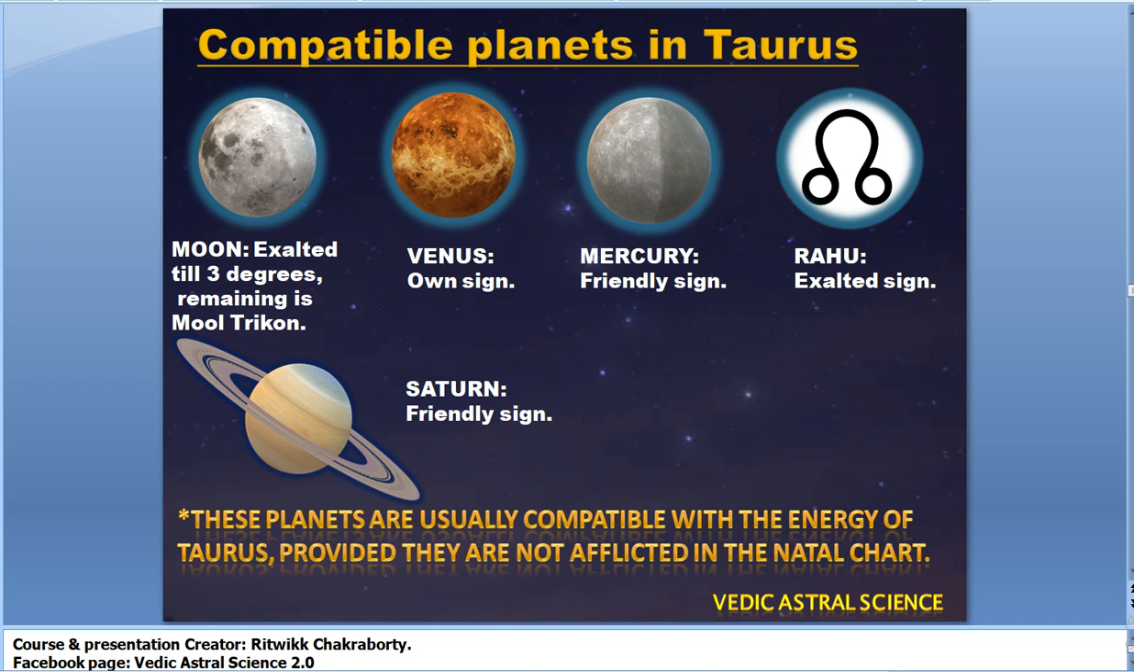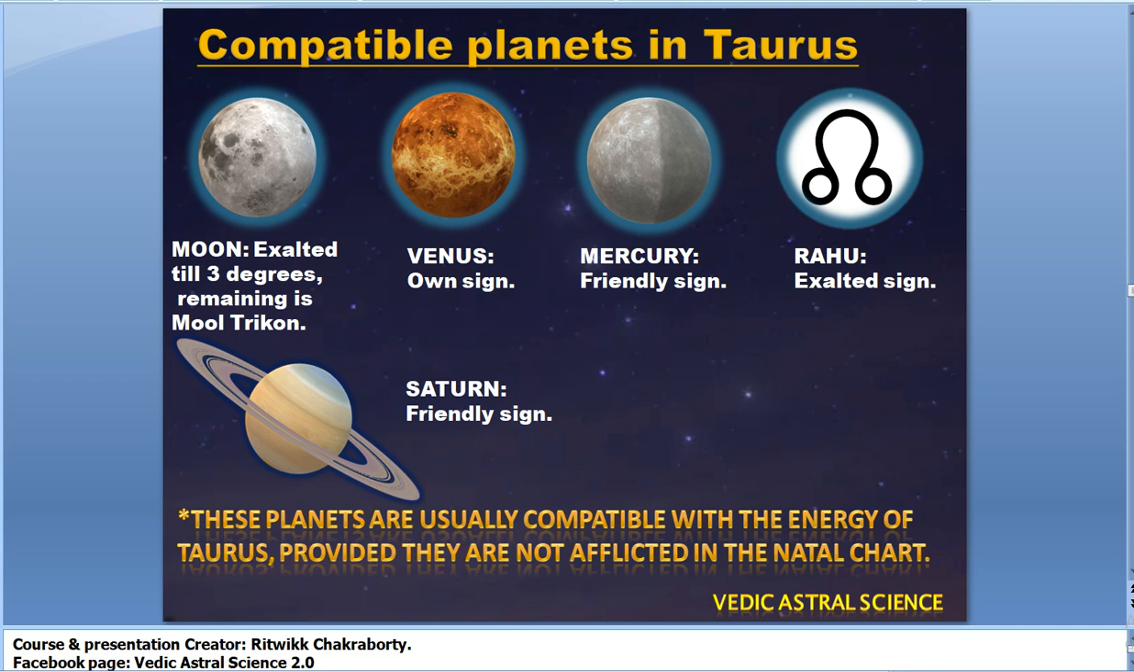And if you count from the Mool Trikon Rashi of Rahu, which is Aquarius, you will find the sign Taurus in the 4th house, which is a Kendra or quadrant position from the sign Aquarius. So from that way also Rahu becomes super strong and releases the vibration of sign Taurus.